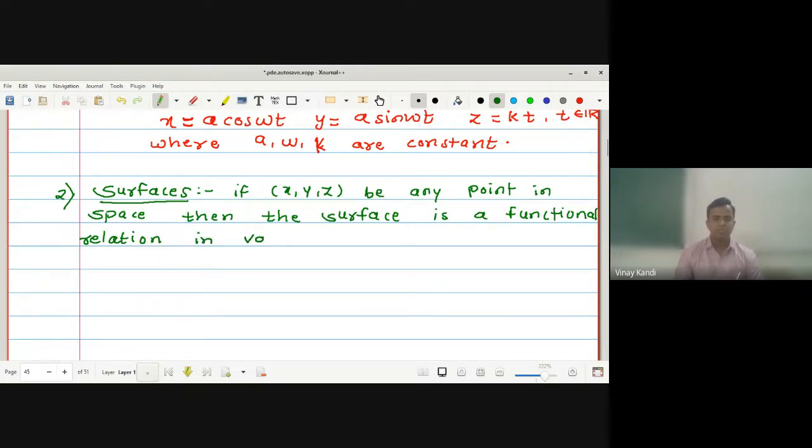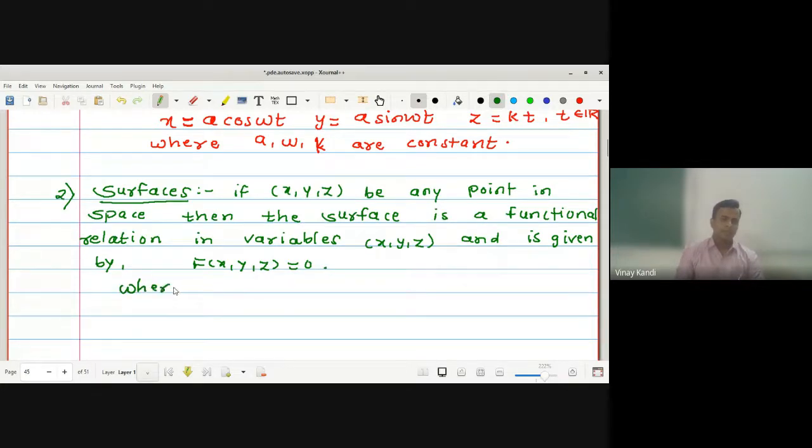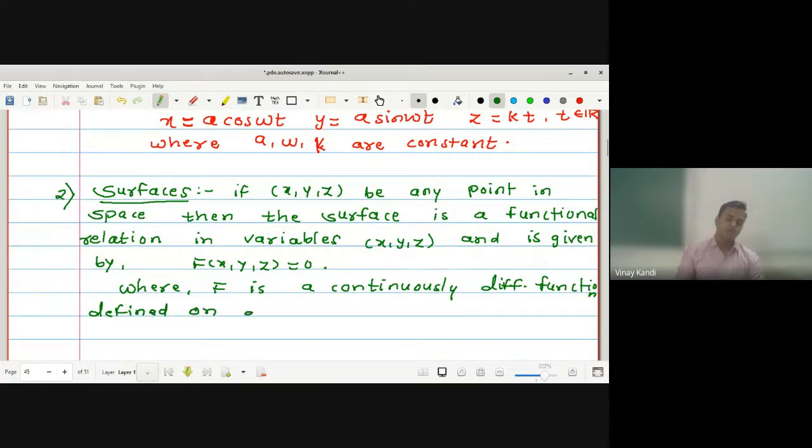in variables x, y, z, and is given by f of x, y, z is equal to 0, where f is a continuously differentiable function defined on a domain.